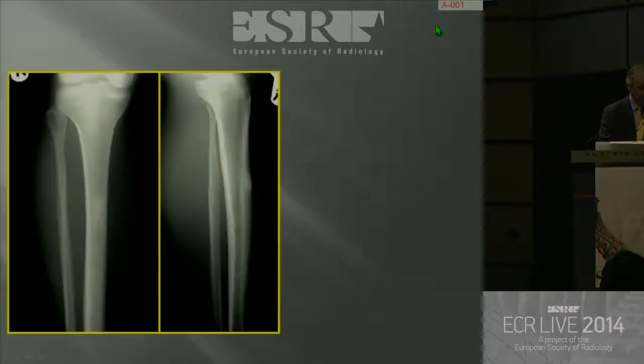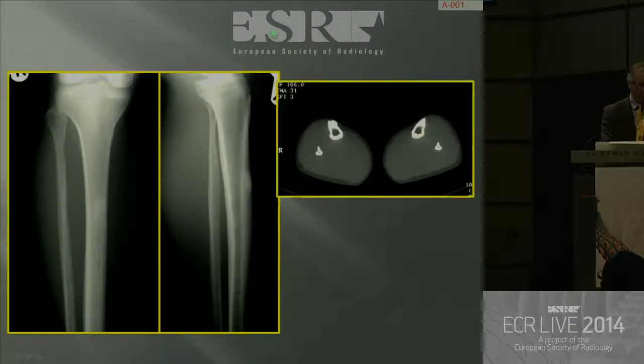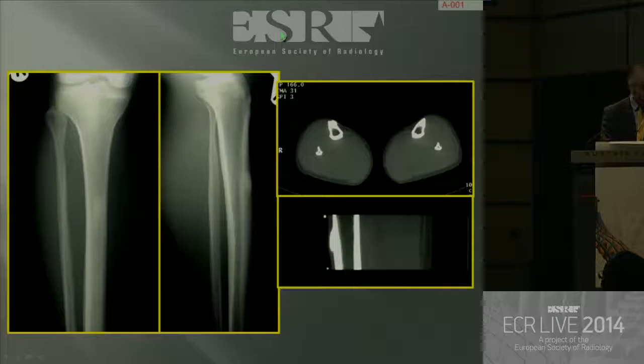Here's another example. You can see that there is a sclerotic focus in the shaft of the bone, just there on the AP. The lateral shows you that it is actually some focal cortical thickening, and then you can go on to your specialist investigations, CT, to show that it is just some benign cortical thickening on the anterior aspect of the tibia.